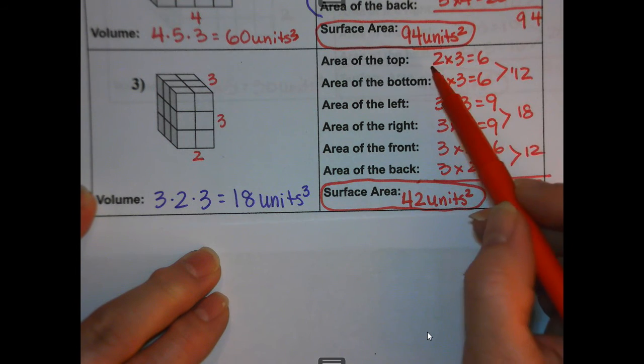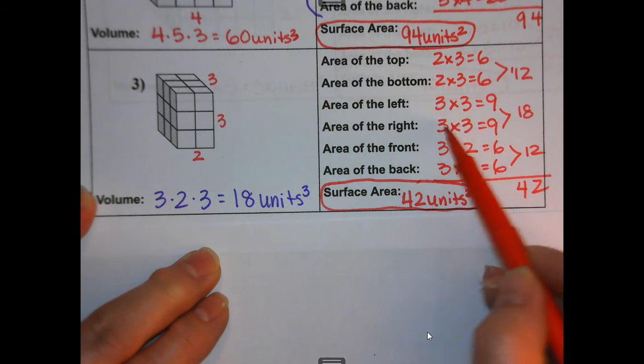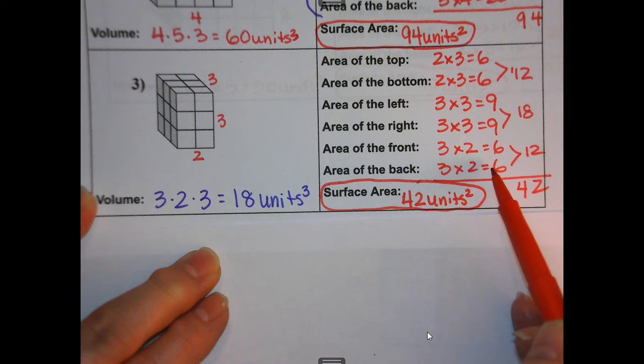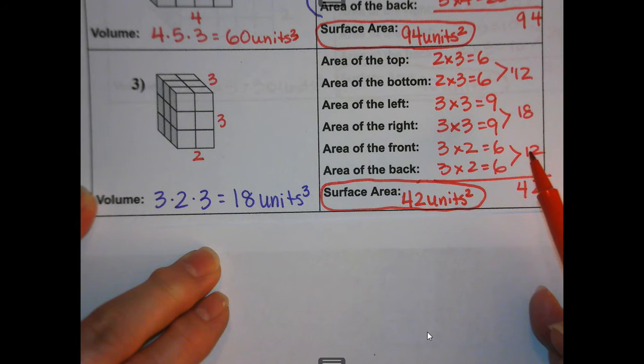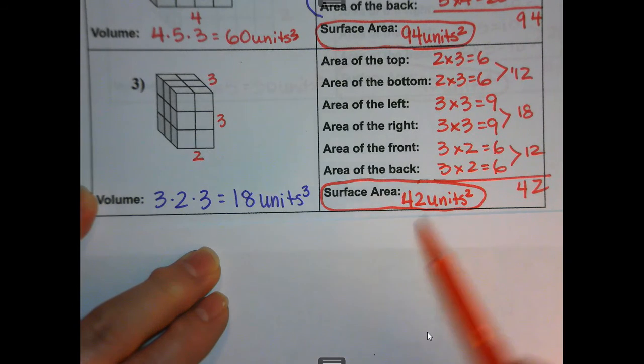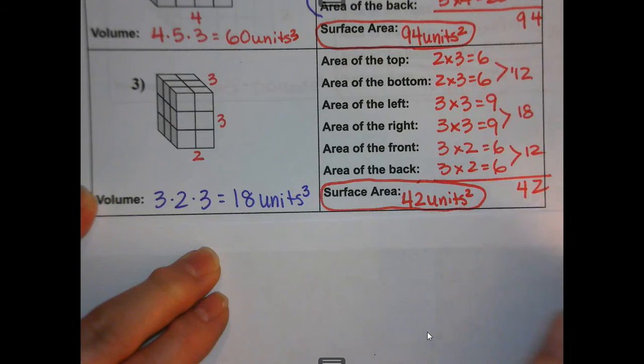Then I found the area of the top and bottom, left and right, front and back, remembering that I don't always see all of them, but if it's a closed cube or closed prism, they all are there. Add them all up and I get 42 units squared.